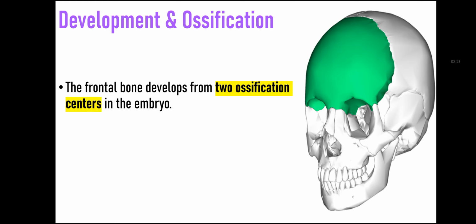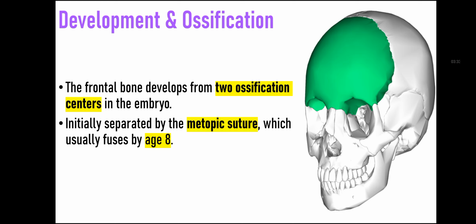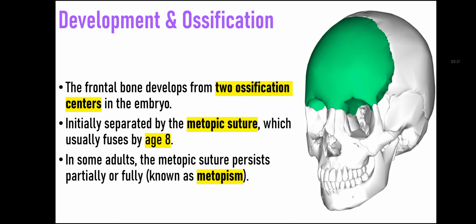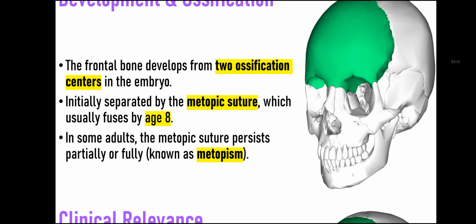Now let's talk about development and ossification of frontal bone. Frontal bone develops from two ossification centers in the embryo, initially separated by the metopic suture which usually fuses by age 8. In some adults, a metopic suture persists partially or fully, and that phenomenon is known as metopism.